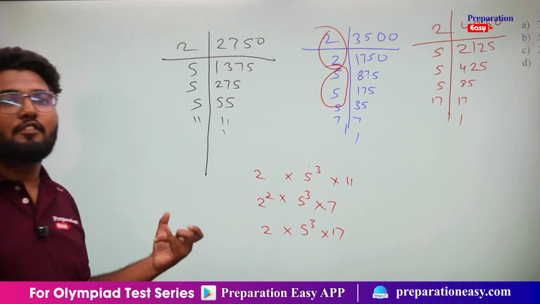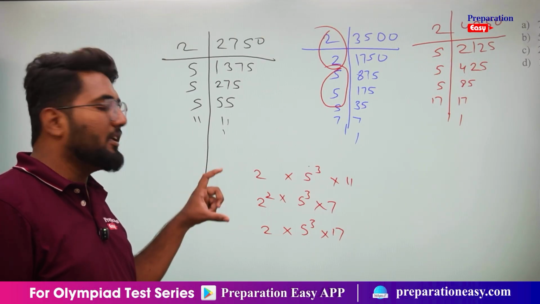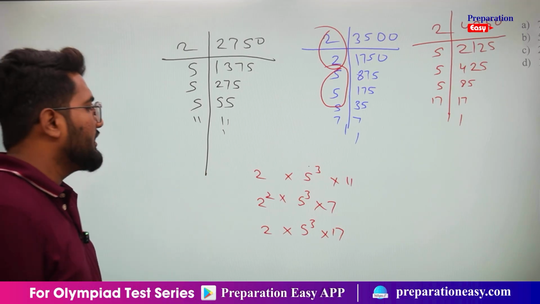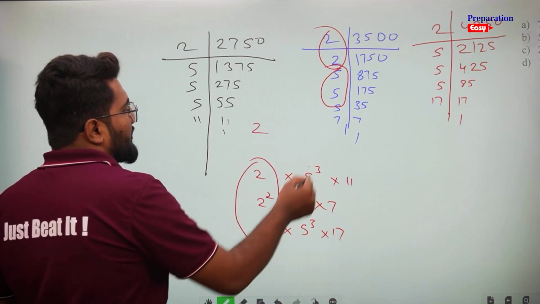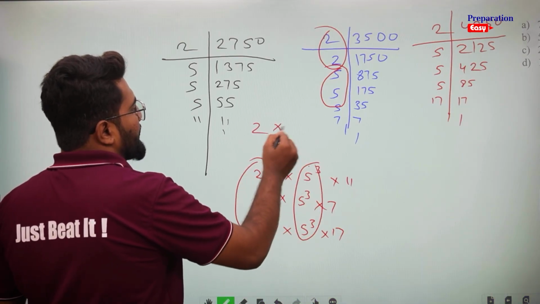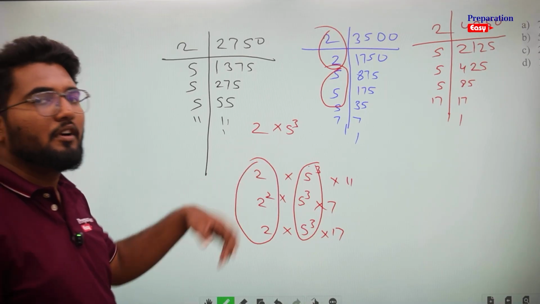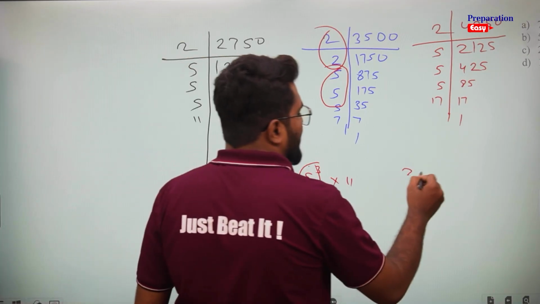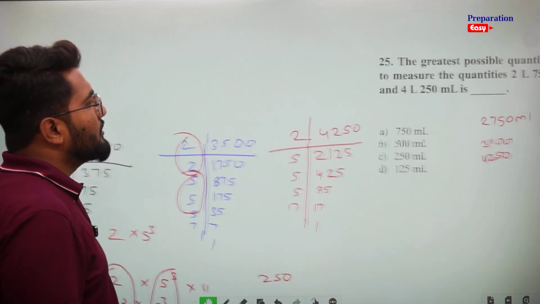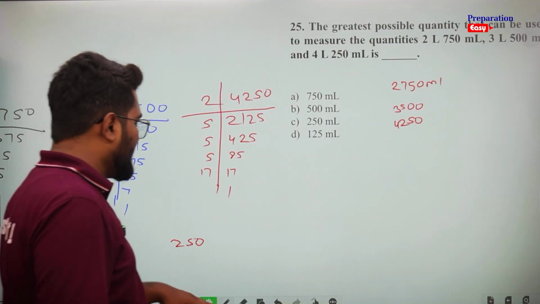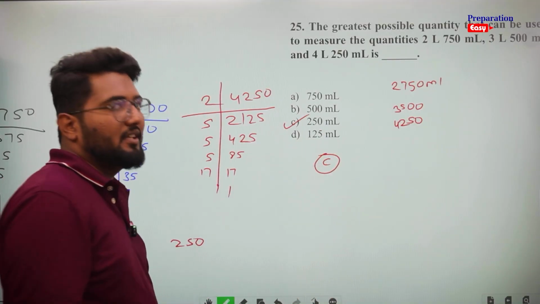So what is the HCF? Common numbers with the lowest power. The 2 is common and the lowest power is 1. 5 is common, lowest power is 3, and nothing else is common. Okay, 5 cube is 125, 125 into 2 will become 250. So what will be our answer? 250 ml. Option C, that is 250 ml.